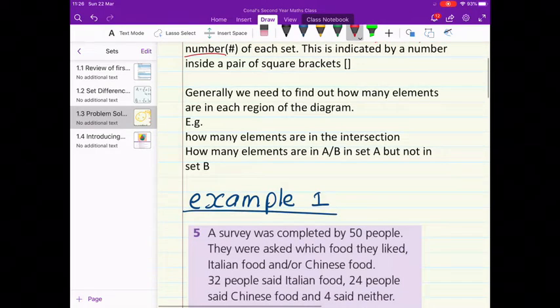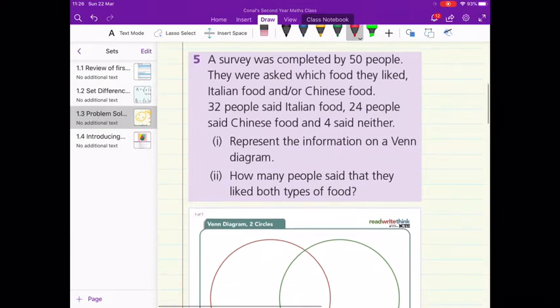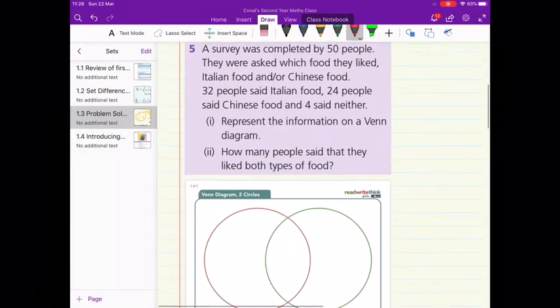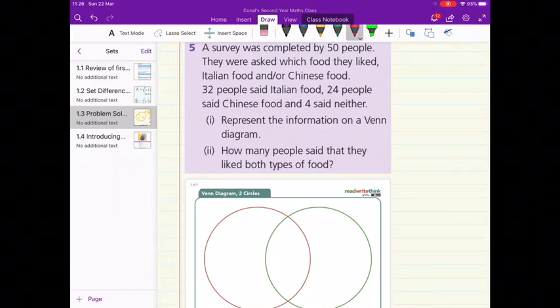Generally, we need to find out how many elements are in each region of the diagram. For example, we might need to figure out how many elements are in the intersection, or how many elements are in A less B, which means in the set A, but not in the set B. A question we have done out here is an example. It's question 5 from your book. A survey was completed by 50 people. They were asked which food they liked, Italian food and or Chinese food. So first off, we know that there's going to be 50 people altogether. So the cardinal number of the universe is going to be 50. So I'm going to include that.